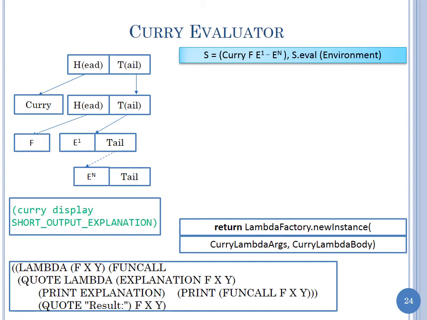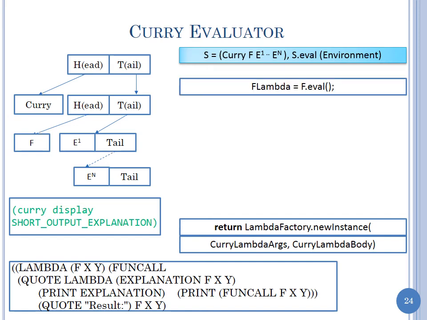So in this case that happens to be f. So I should go and evaluate f, get the lambda, right? Get the arg names from that. Okay. So far so good. And now it's downhill.